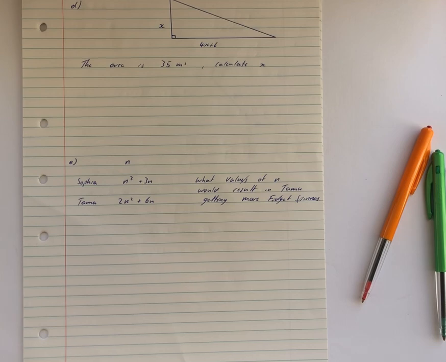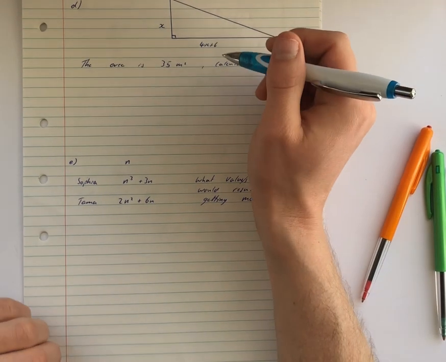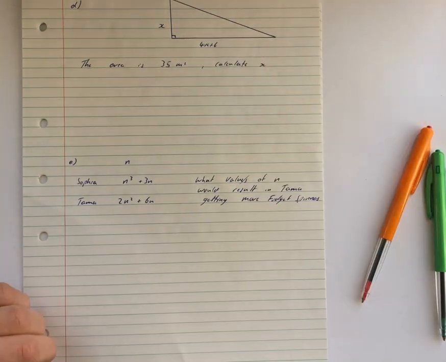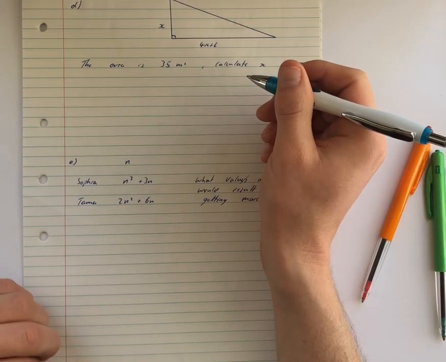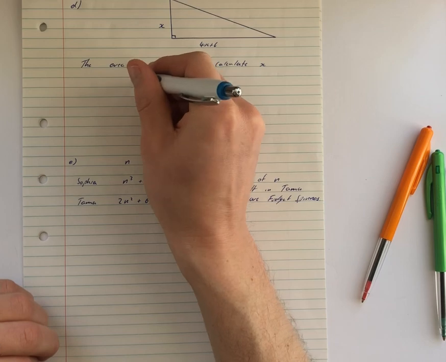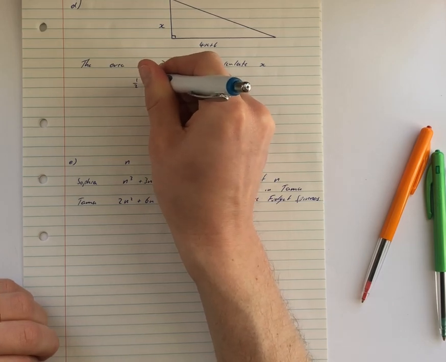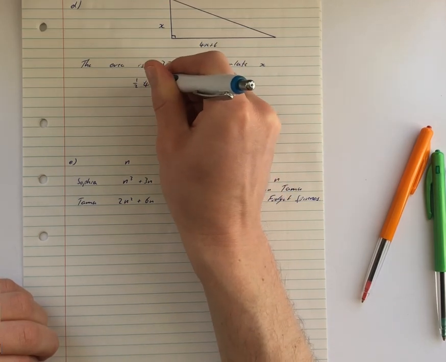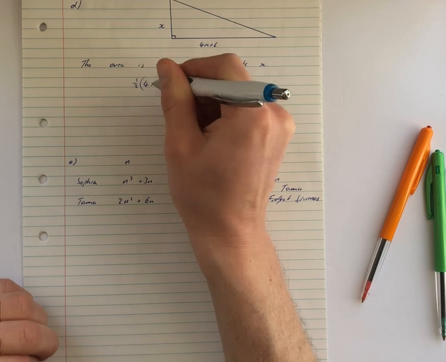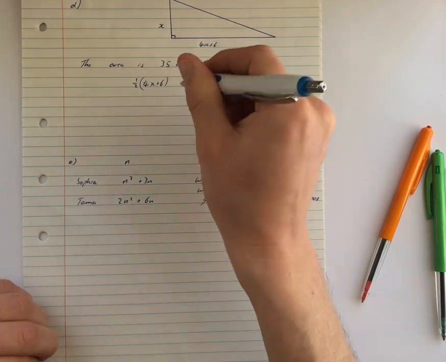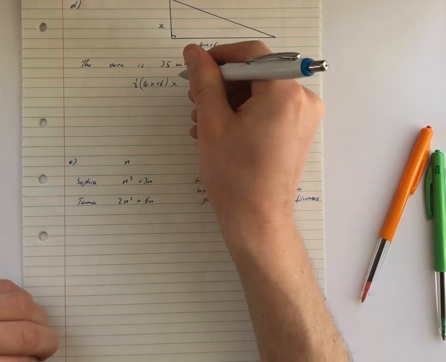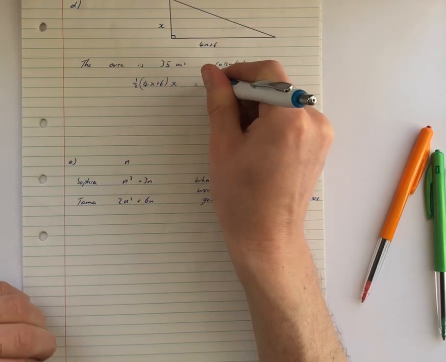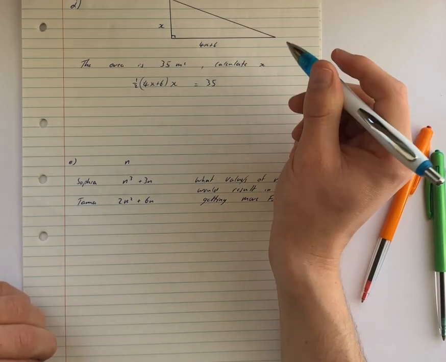Okay. This is probably going to be your excellence question, because there's a diagram. The area of this triangle is 35 meters squared. So area is half base times height. So half the base, 4x plus 6. That has to be in brackets because we're multiplying by the entire thing. Times by height, x is equal to 35.